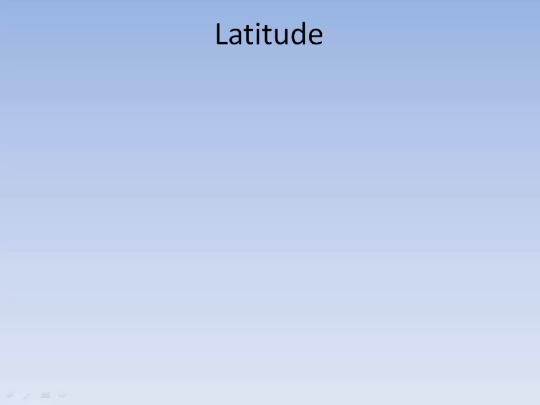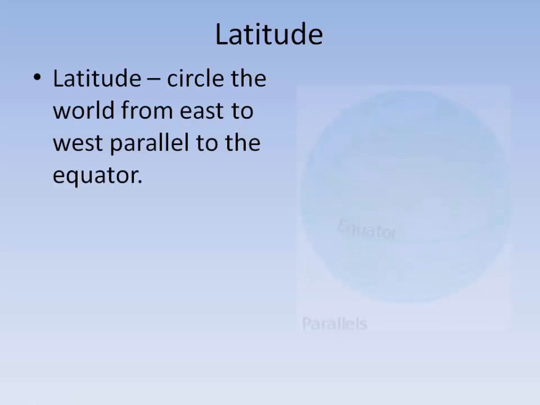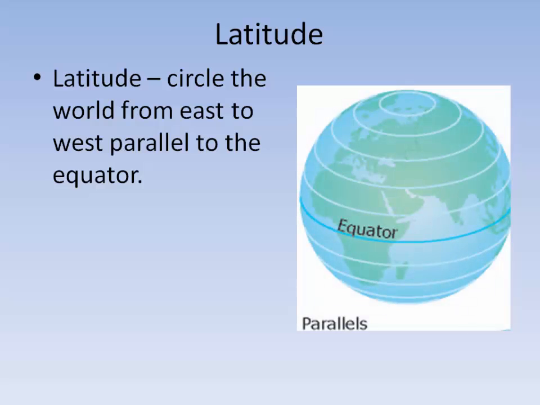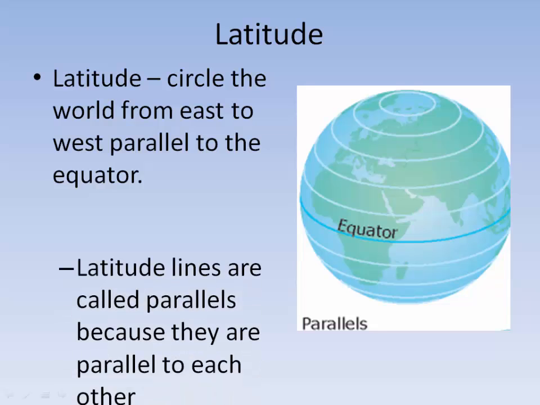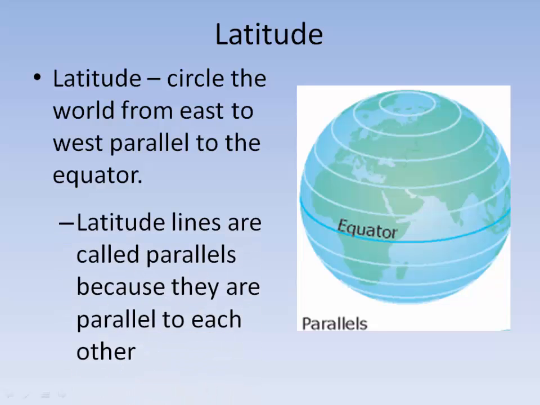Lines of latitude are complete circles that go from east to west, and they're parallel to the equator. So we call them parallels because they're parallel to each other. So here's lines of latitude. They're complete circles. They go all the way around the Earth. They're parallel to each other and parallel to the equator.